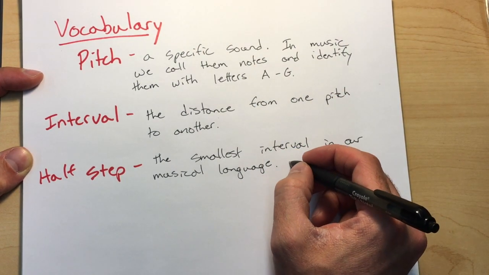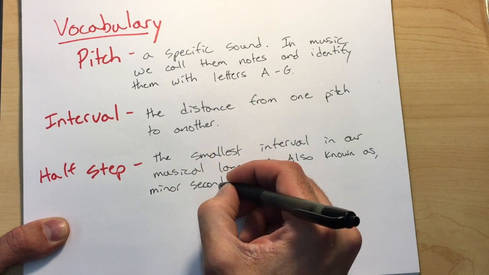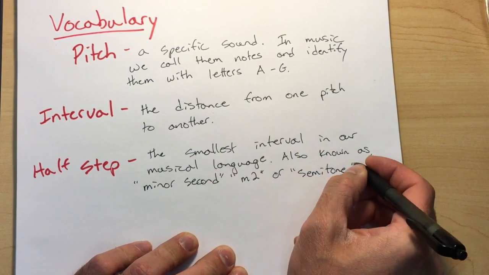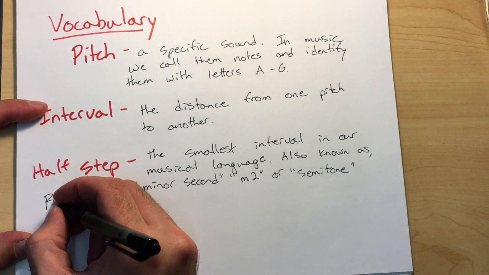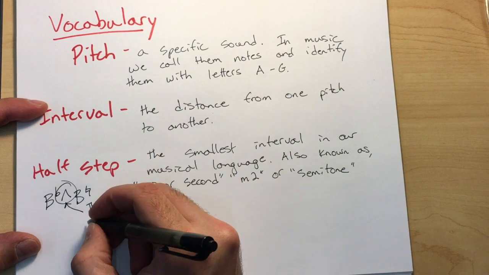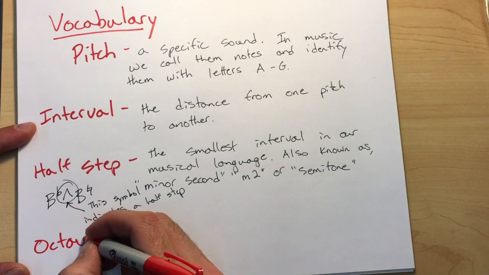Half step is a big one for your chromatic scale. It's the smallest interval in our musical language, also known as a minor second, abbreviated as m2, or semitone. Might be more a semitone, I don't know. It's been a long time since I was in college theory class.